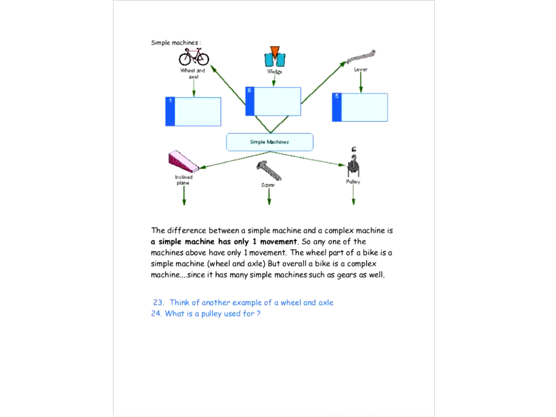Okay, we talked about simple machines before, and you can see all different kinds of simple machines. So it's important to know these different types of simple machines. Now, do you remember what the difference between a simple machine and a complex machine is? Well, a simple machine has only one type of movement. So any one of these machines that you can see above only have one type of movement. Whereas if you think about a bike, it's a complex machine because it has many different simple machines put together. Now, one part of a bike is a wheel and axle. And that's a simple machine, right?